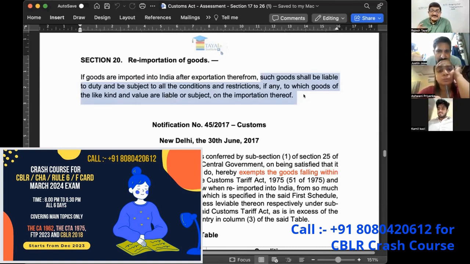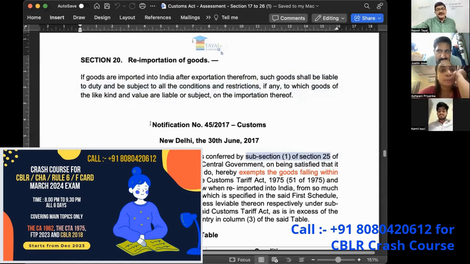Right? So where can the exemption be granted? That is section 25. There is only one section in the Act where exemptions can be given. You remember section 25? I discussed section 25 along with section 12. Power of the central government to allow exemptions, and under section 25 subsection 1, exemption can be given by way of notification in the official gazette. So here we already have a notification.